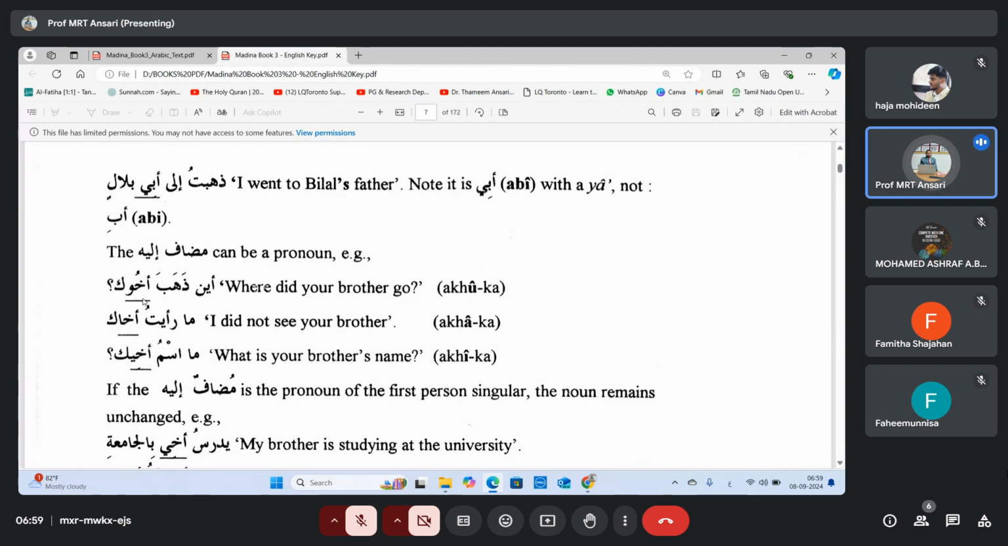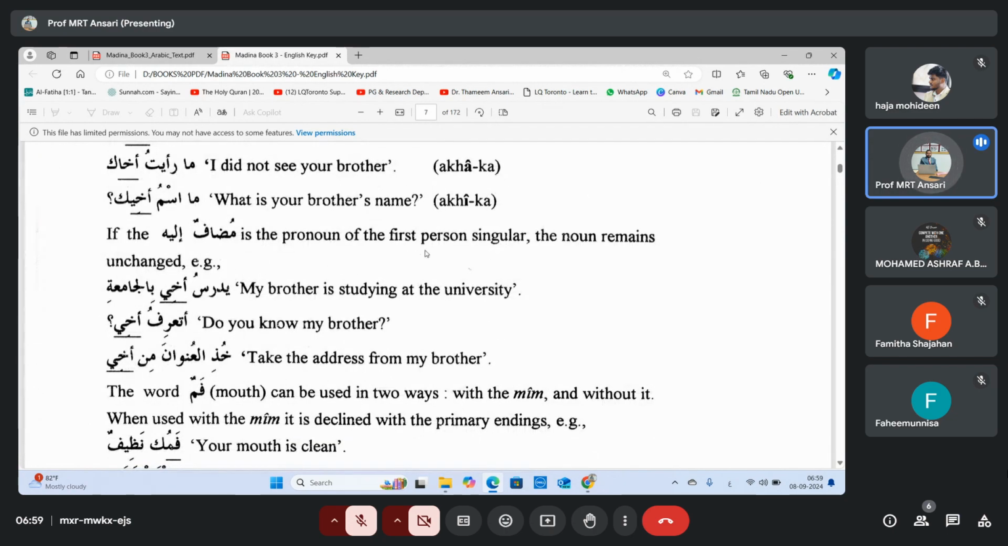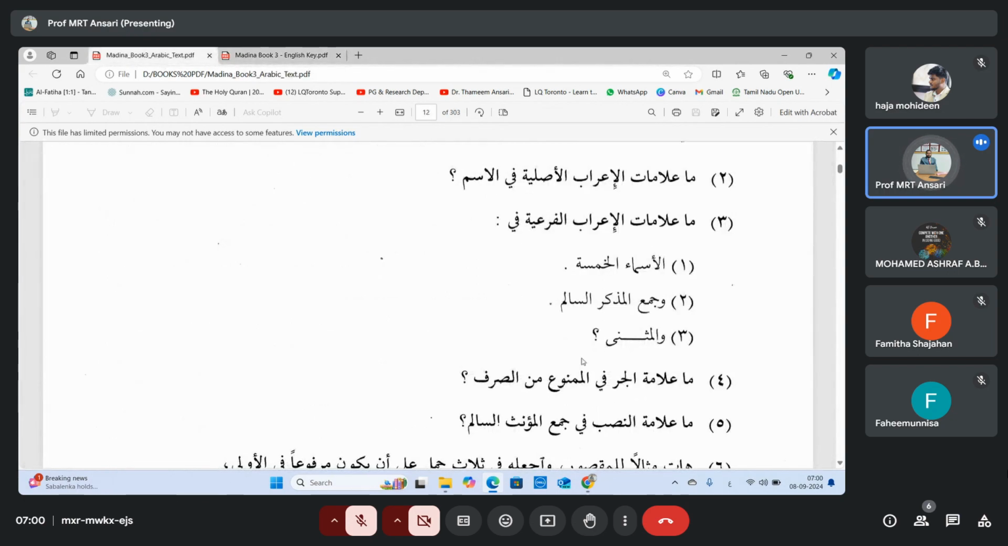أين ذهب أخوك ما رأيت أخاك ما اسمه أخيك. If the mudaf ilayhi is the pronoun of the first person singular, the noun remains unchanged. Example, يدرس أخي بالجامعة. تعرف أخي خذ العنوان من أخي. So here you don't find there waw or alif or ya, because the mudaf ilayhi is the pronoun of the first person singular. So the noun remains unchanged. So please make a note of this and let's move on to next.